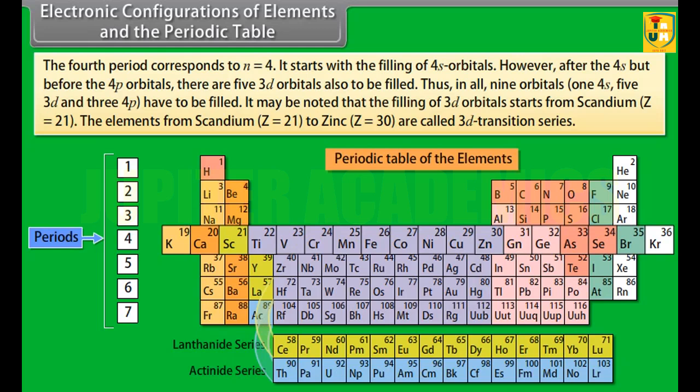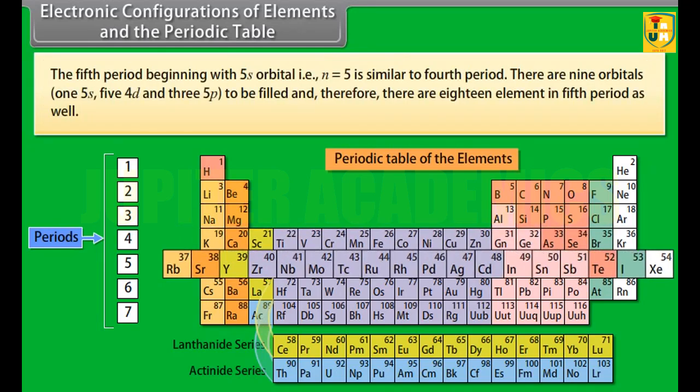The elements from scandium, atomic number is equal to 21, to zinc, atomic number is equal to 30, are called the 3d transition series. The fifth period beginning with 5s orbital, that is, n is equal to 5, is similar to the fourth period. There are 9 orbitals, 1 5s, 5 4d and 3 5p, to be filled, and therefore there are 18 elements in the fifth period as well.